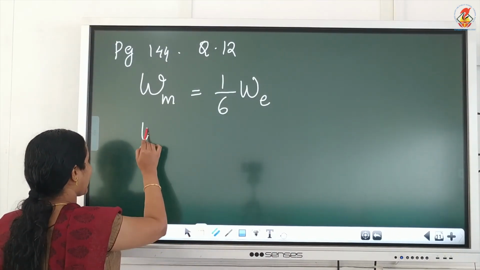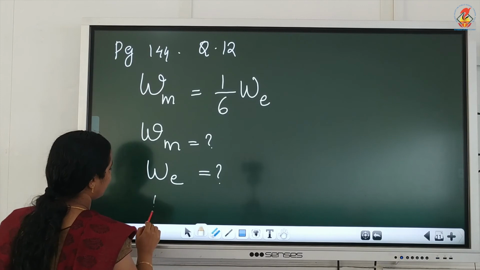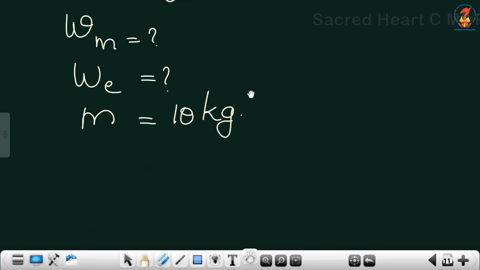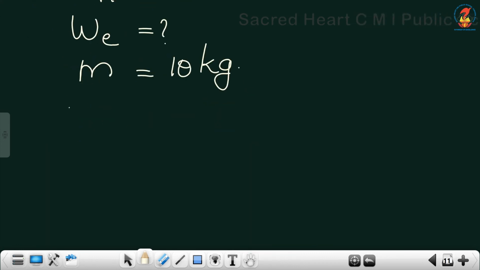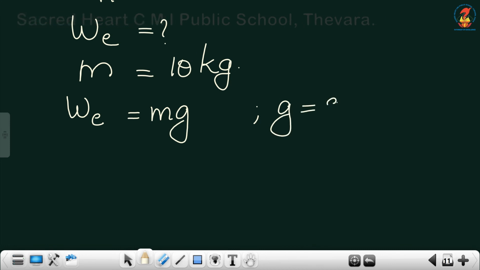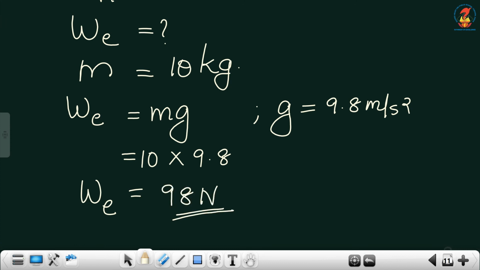So, you need to find the weight of an object on the moon and on earth, given the mass of the object is 10 kilogram. In order to find the weight of the object on earth, we have the equation mg, and we know that acceleration due to gravity on earth is 9.8 meter per second square. The mass is given as 10 and acceleration due to gravity is 9.8. So, the weight of the object on the surface of earth is 98 Newton.